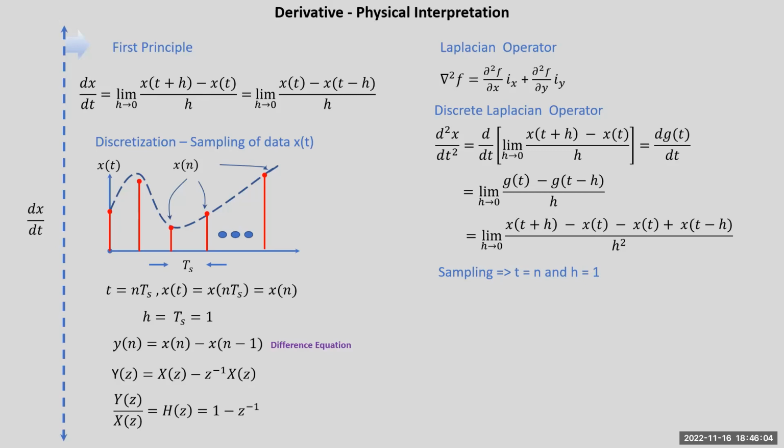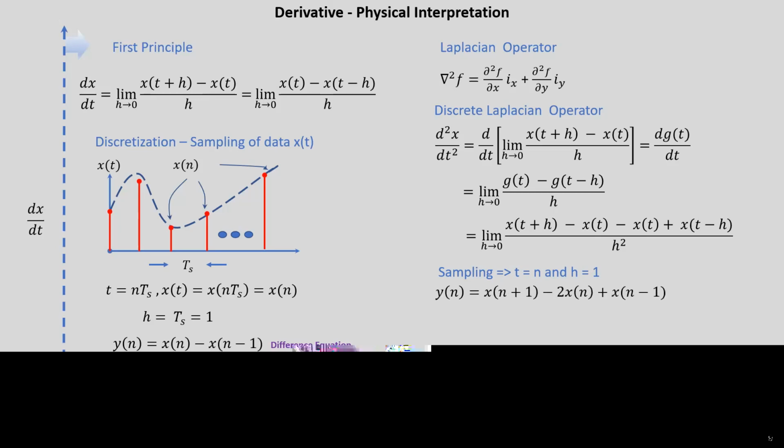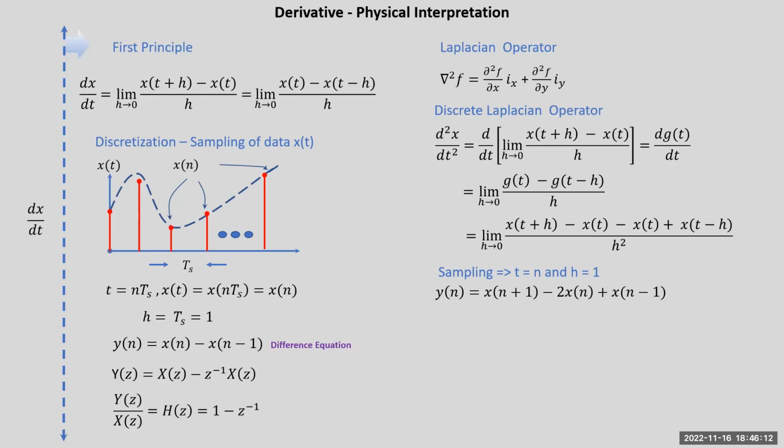And when you discretize this, that is replacing t by n and h by 1, then we'll get another equation, y of n is equal to x of n plus 1 minus 2 into x of n plus x of n minus 1. This is an equation applied in the horizontal direction. If you apply this equation in the vertical direction as well, that is because we are computing the second order derivative in both x and y direction.